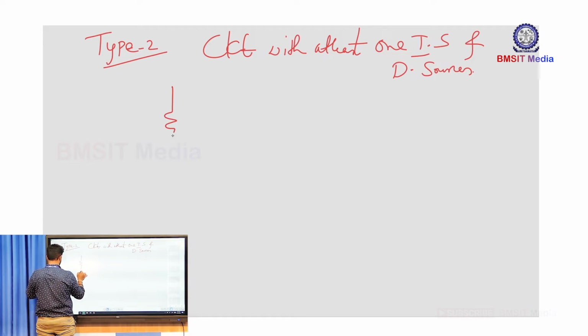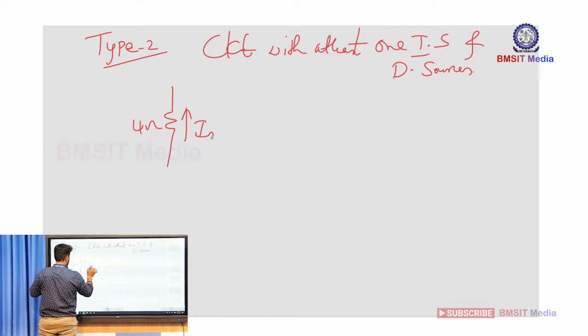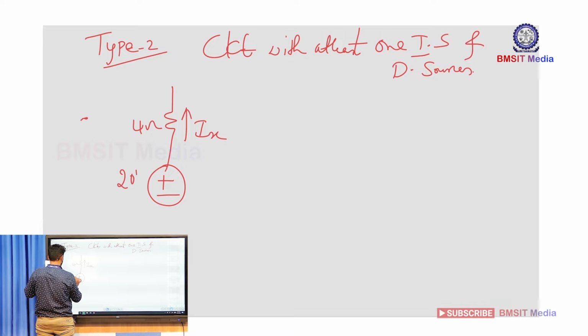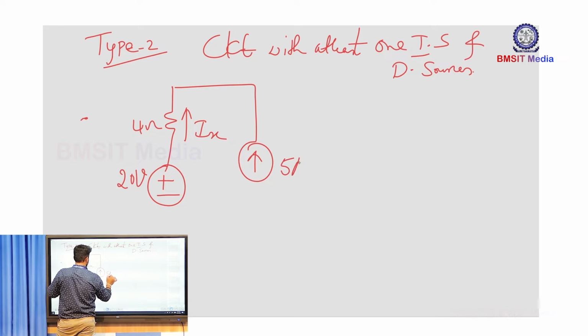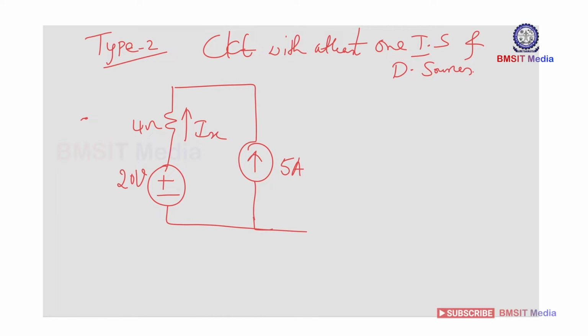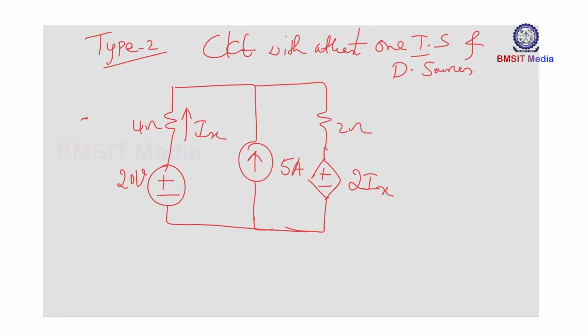So here the question is, there's a 4 ohm resistance, the Ix here, a plus minus 20 volt source, and this is a 5 ampere current source, a 2 ohm resistance, and here we have a controlled source plus minus twice Ix. The question is to find the value of Ix using superposition theorem. So we need to find out what is Ix here.